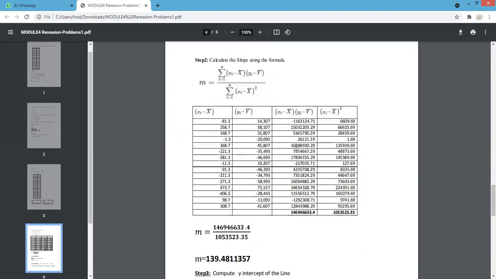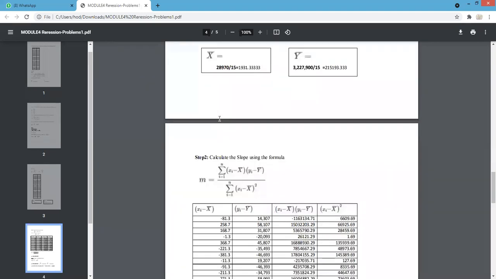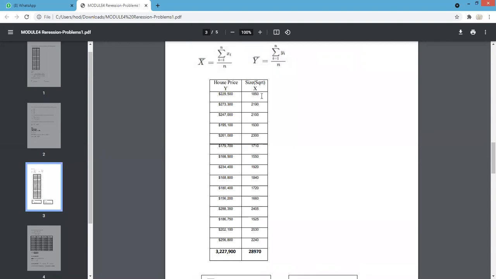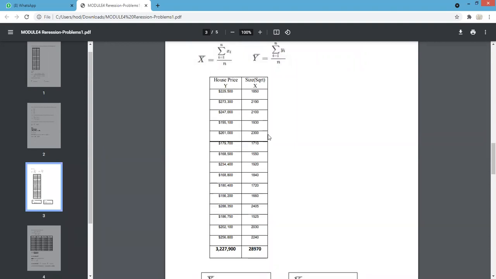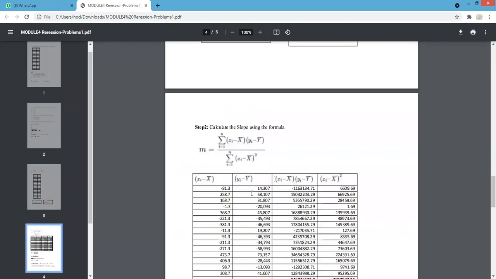Next, calculate the slope using the formula. Now m is equal to summation of i equal to 1 to n, xi minus x bar into yi minus y bar, divided by summation of i equal to 1 to n, xi minus x bar whole square. So we wanted xi minus x bar and yi minus y bar. For xi minus x bar, x bar we have found here, that is 1931. xi is this one, 1850. So 1850 minus 1931, and we get this value.